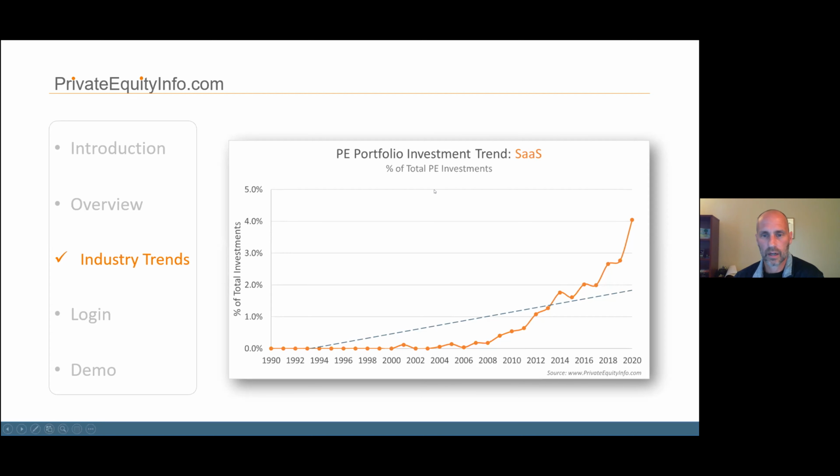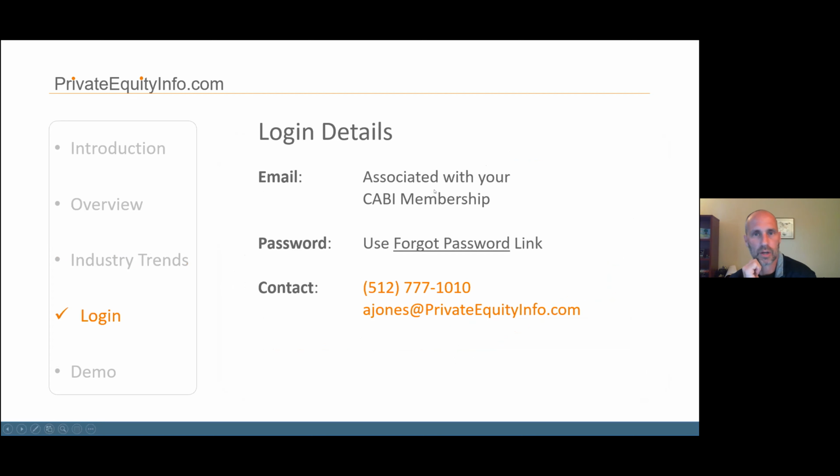With that, before we do the demo, I want to make sure that you guys know how to log in. In fact, you can even hit print screen on this if you want. But if you go to private equity info and log in, you'll use your email address that you use for CABI and your password. If you don't know your password, just click the forgot password link and go ahead and reset it from that. If you have any troubles at all, either call me or email me and we'll get you sorted out and set up and off and running in just a minute or two.